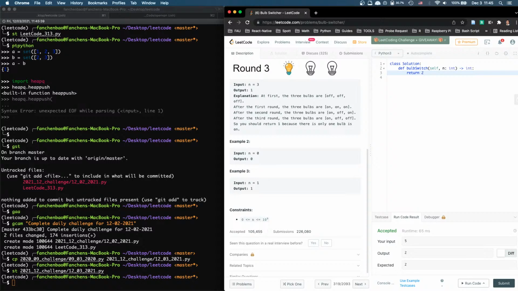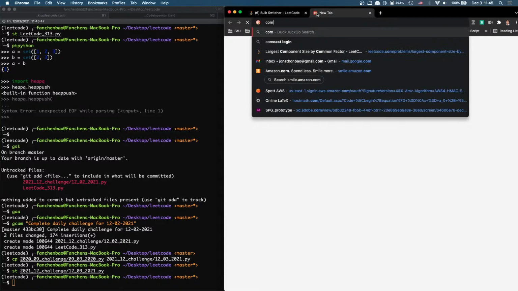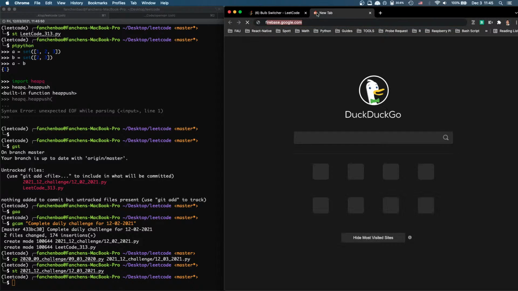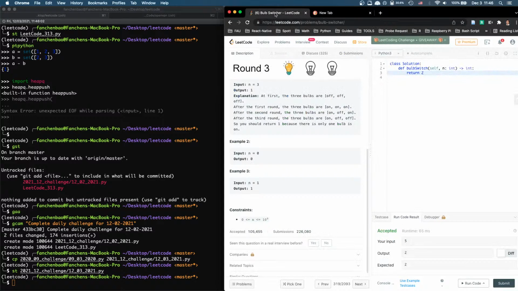Is there a way to compute? I need help on the math. Find unique factors. But even if you find unique factors, there's so many of them. We have 10 to the 9th. How are we going to handle 10 to the 9th? Like, O(N) is going to be too slow.